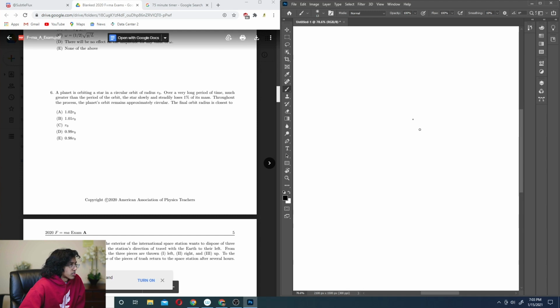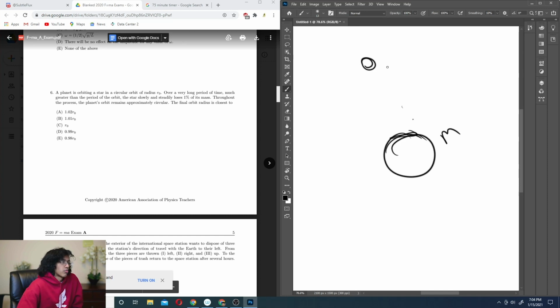What's the law for this? Let's see. So what's conserved? Is angular momentum conserved or something else conserved? Well, okay, so first off, if you have something like this, and the M is decreasing, okay, the planet's orbit remains approximately circular. Well, okay, we logic this out, right?